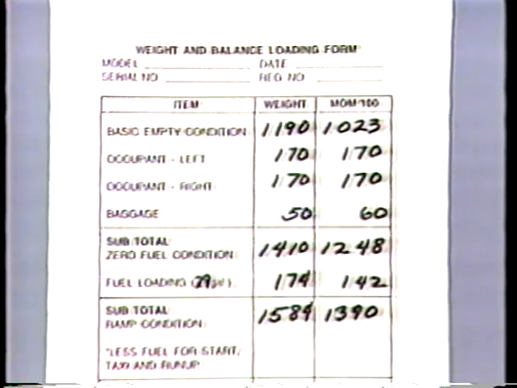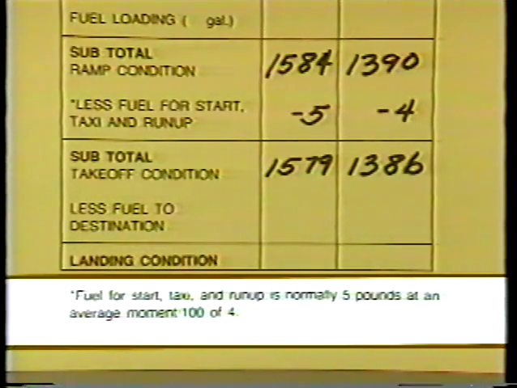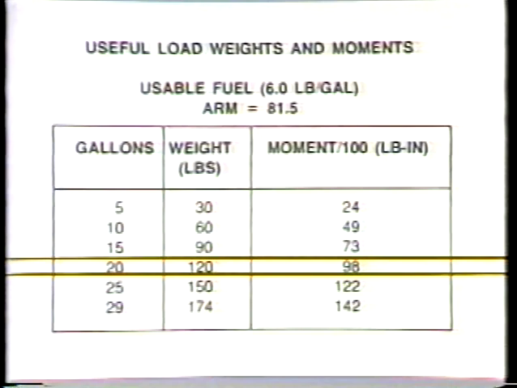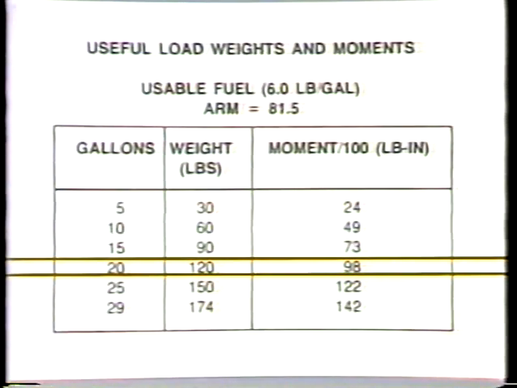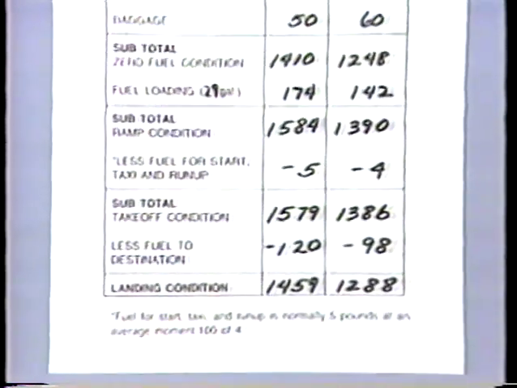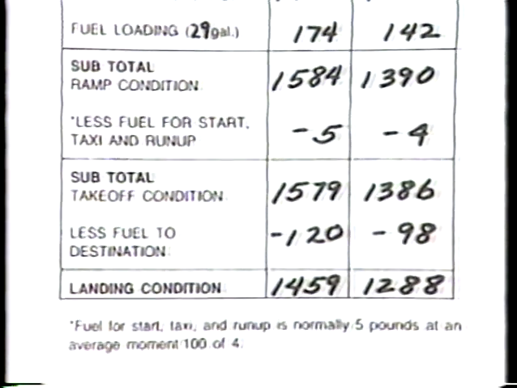Add the zero fuel condition and the fuel loading figures. The ramp weight should then read 1,584 pounds with a moment of 1,390. Subtract fuel for start, taxi, and run-up. This figure is usually 5 pounds with a moment of 4. Again, subtotal these numbers to find the takeoff condition. Let's assume that during this flight, you will consume 20 gallons of fuel, which has a moment of 98 and a weight of 120 pounds. Enter these values on your worksheet next to less fuel to destination and subtract it from the takeoff condition values, which will give you a landing condition that will look like this.